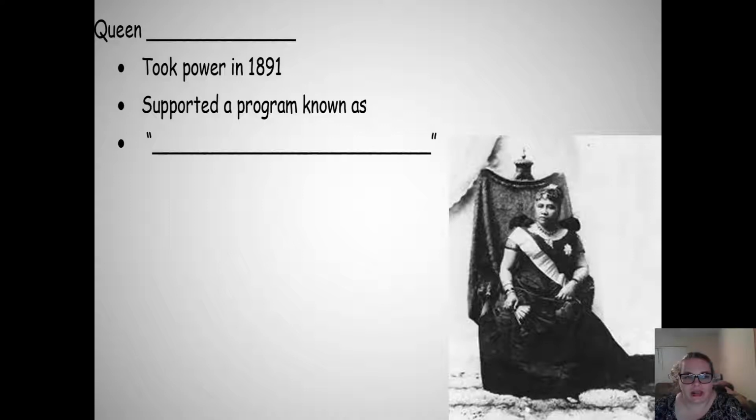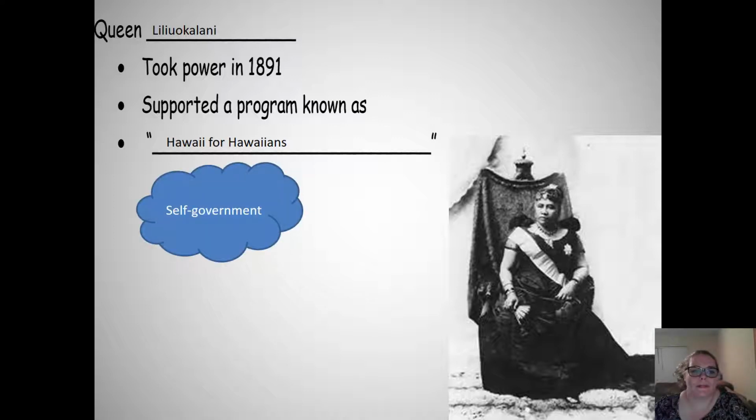All right, so this is Queen Liliuokalani. I showed you paintings of her today in class. Today you see the photograph. She takes power in 1891. The previous king dies, and she was a distant descendant of him. So she takes over in 1891, and she is a staunch Hawaiian nativist, so she wants Hawaii to be strong and a powerful country on its own. She supports a program known as Hawaii for Hawaiians. This is basically calling for self-government. She wants to kick the white people out of power in Hawaii.